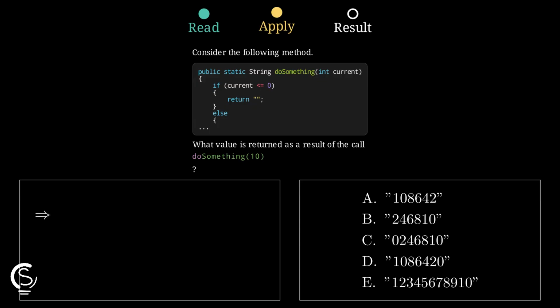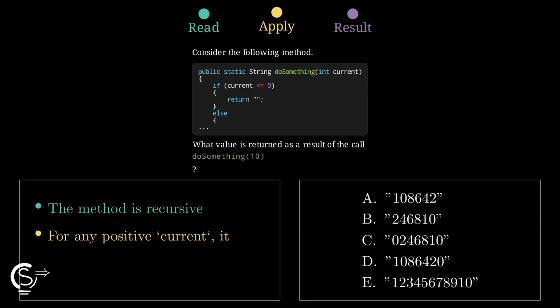When we call it with 10, the code first waits for the result of 8, then 6, then 4, and finally 2. Each number is added after the previous recursive call. At 0, empty strings return. Numbers stack in ascending order, forming the final sequence 2, 4, 6, 8, 10.